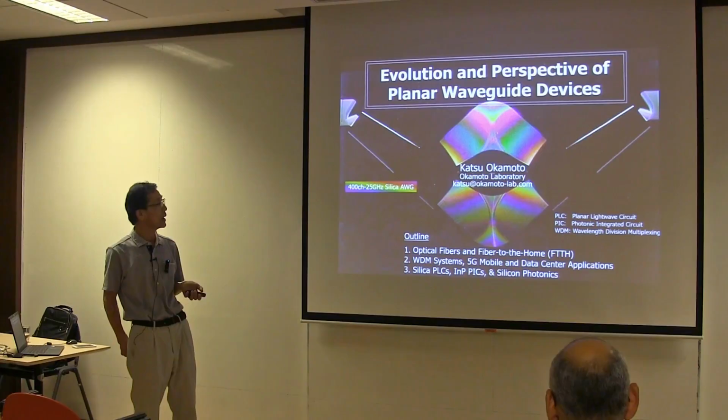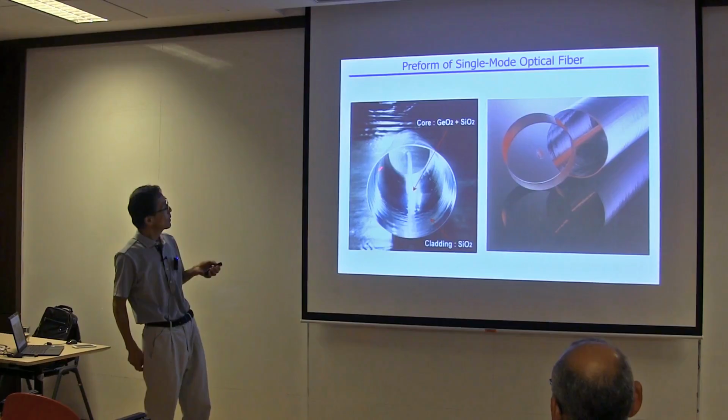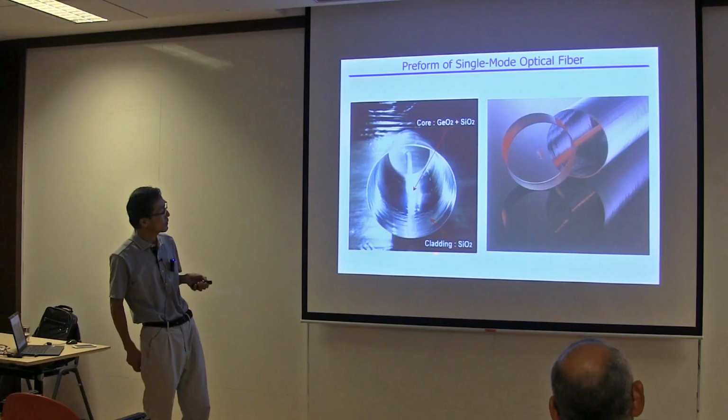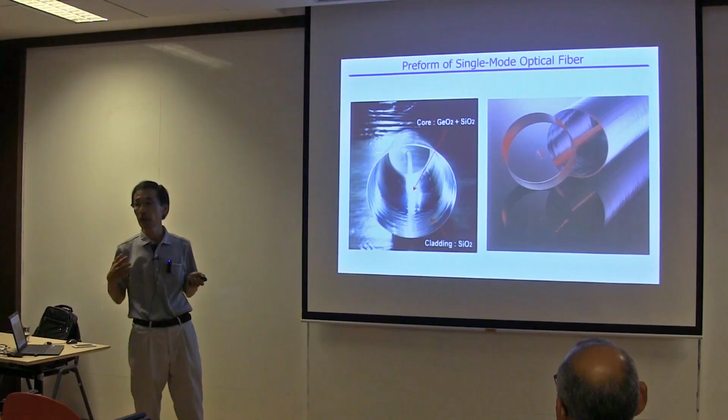So let me start with optical fiber, what's going on in current optical fiber. This is the preform. The diameter is almost 12 centimeters and the length is almost 50 centimeters. And you see clearly here, there is a core which confines the light and the surrounding medium is the cladding, which is composed of pure silica glass. In order to increase the refractive index of the core, a typical material is germanium dioxide. This increases the refractive index of the silica glass.